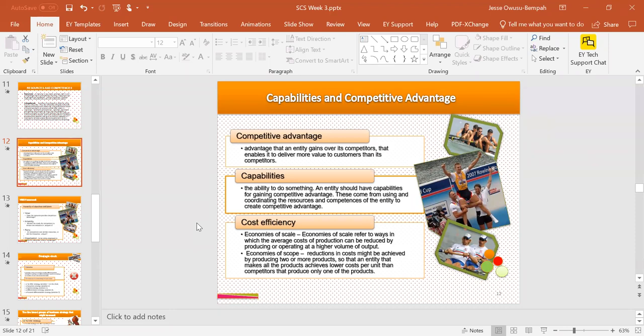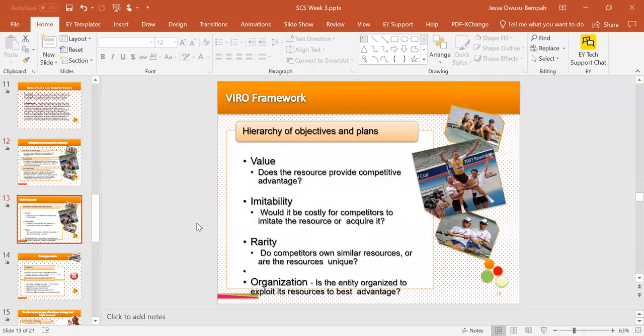You that make more products achieve lower costs because you become efficient at doing it. Economies of scale is one product and producing more of it. Economies of scope, two or more products and producing more of it. So two different things. And that's how you achieve cost efficiency.